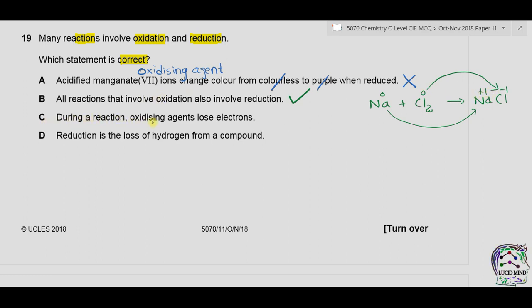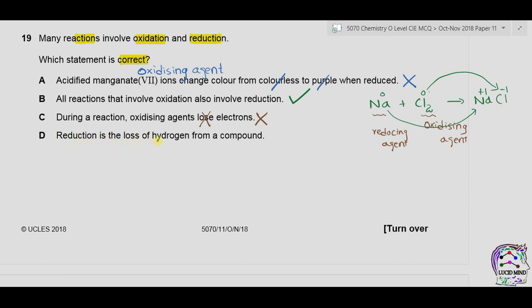Part C. During a reaction, oxidizing agents lose electrons. Now in this reaction, sodium was oxidized, so therefore this is reducing agent. And chlorine was reduced, so therefore this is oxidizing agent. Now we can see that chlorine has moved from 0 to minus 1 oxidation state. It means it has gained electrons. So oxidizing agent does not lose electrons, they gain electrons.